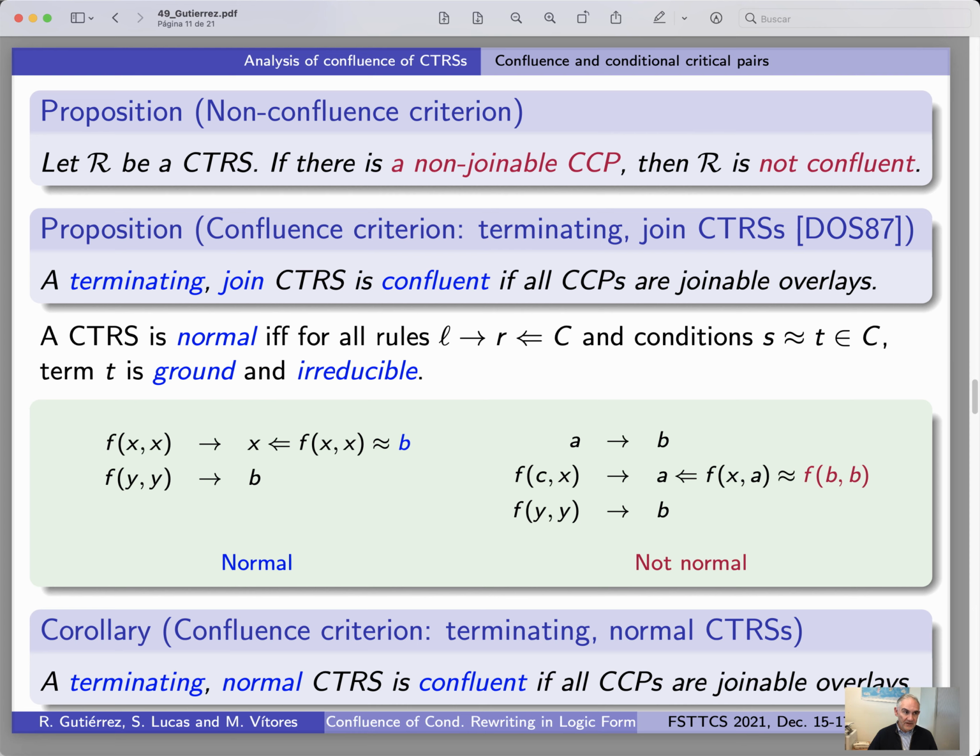Normal conditional systems are those whose conditions consist of two terms, S and T, where T is ground and irreducible. For instance, the first system is normal because the right-hand side of the condition in the conditional rule is an irreducible constant P. The second system is not normal because we can reduce the right-hand side of the condition in the conditional rule using the last rule of the system.